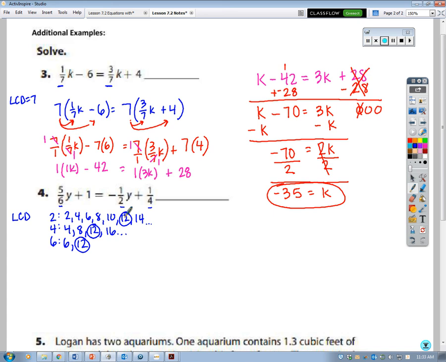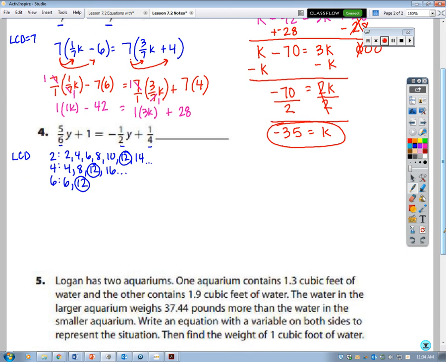So now that I have my LCD, I'm going to multiply both sides of my equation by my LCD and then distribute. So, sorry, our LCD is 12. So I'm going to multiply both sides of my equation by 12. So I've got 12 times 5/6 y plus 1 equals 12 times negative 1/2 y plus 1/4. Okay, I need to distribute that.